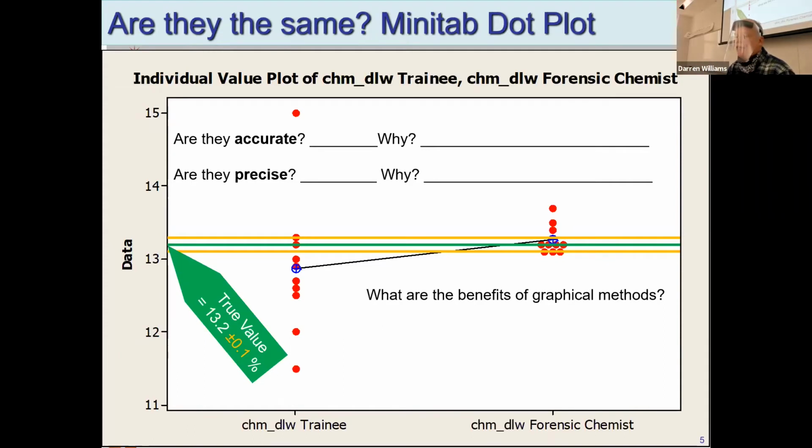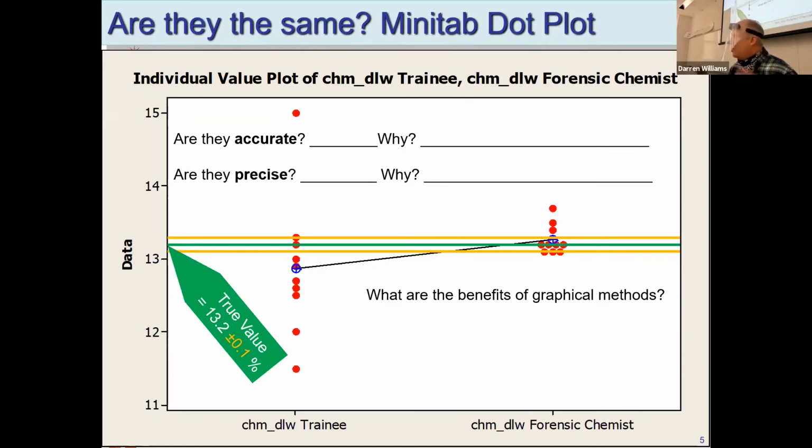And then the true value is shown on there as 13.2 plus or minus 1. So those yellow bars are the plus or minus 1. The green bar is the 13.2. And so that's how we test the accuracy. So are they accurate? And the chemist is more accurate. Yeah, the forensic chemist is more accurate.